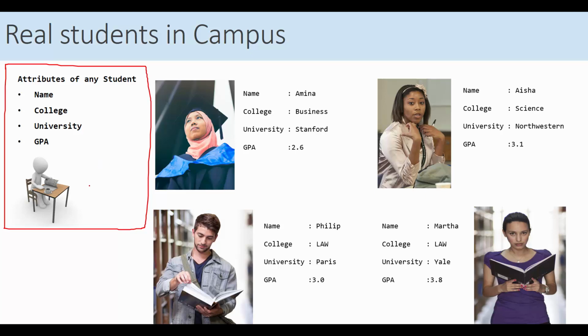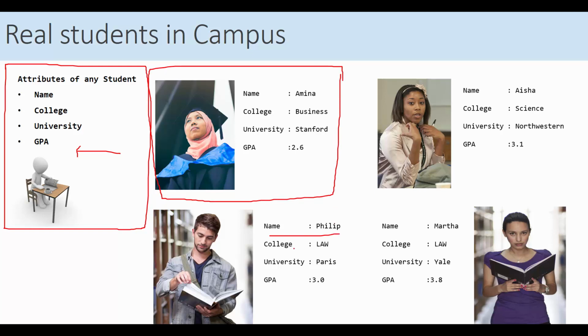Let's look at the difference between a class and an object. This definition of a student is our class. Those real students are the objects. They all have the same attributes. They all have name, college, university, and GPA, but different information. So each student has the four attributes, but different data.